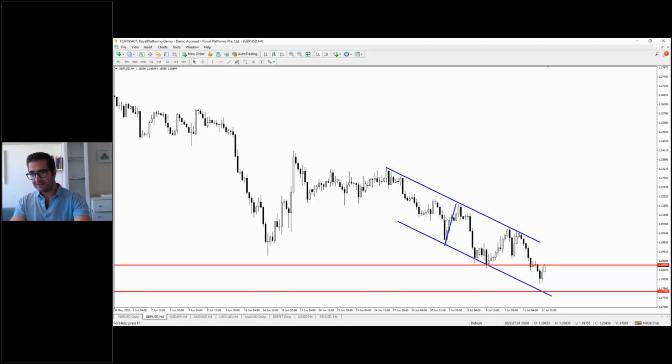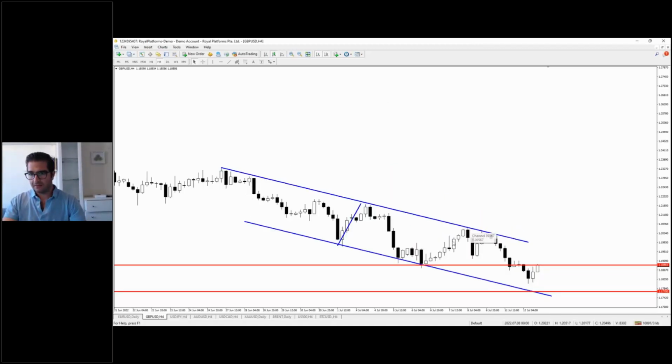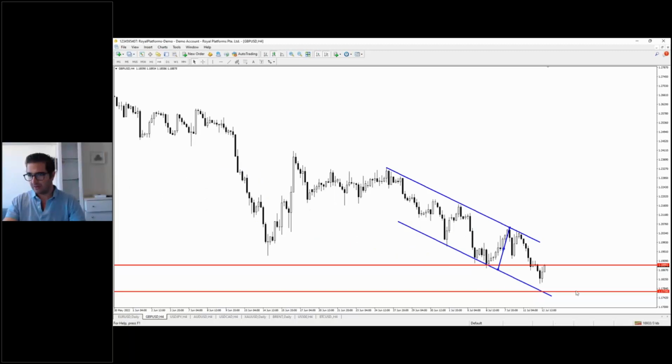The market is still traded inside this bearish flag. We have a test of the lower end, which coincides with the support around 1.18. We have another correction, a correction that is similar in size to the previous one. And now what I see for the GBP USD is another impulsive wave all the way down to the lower end of this channel, which is 1.17.